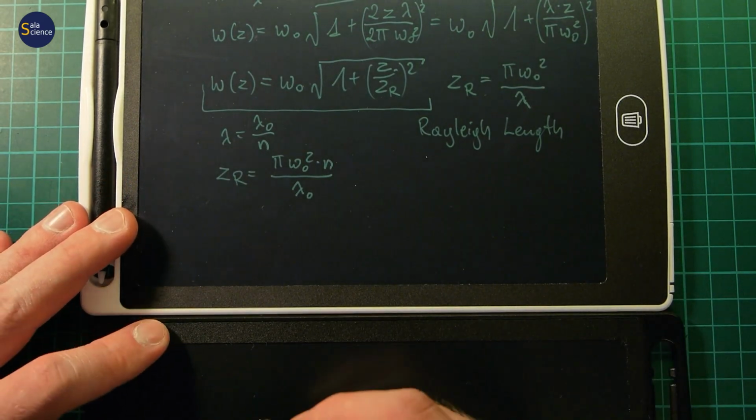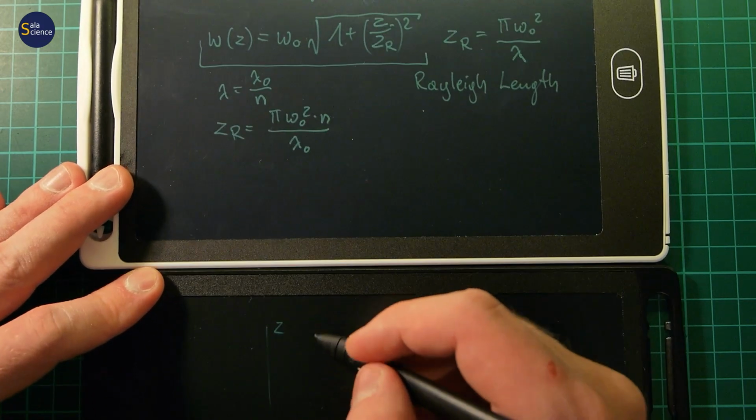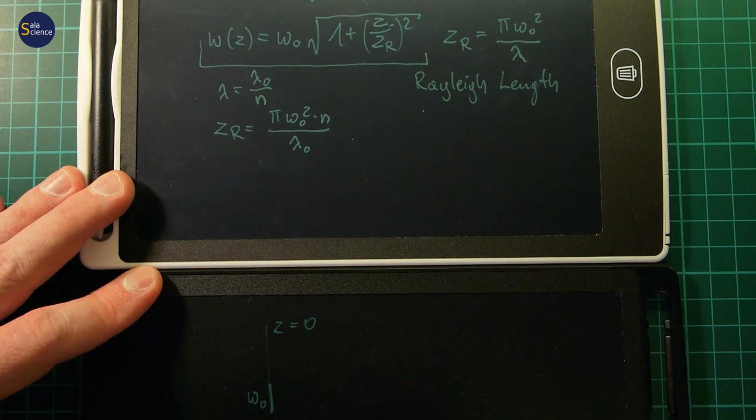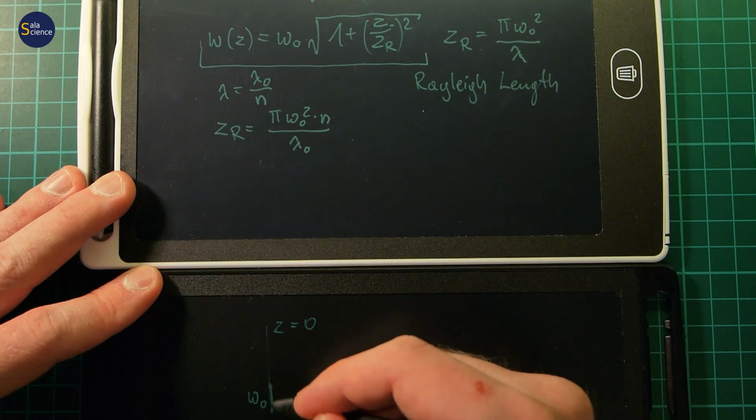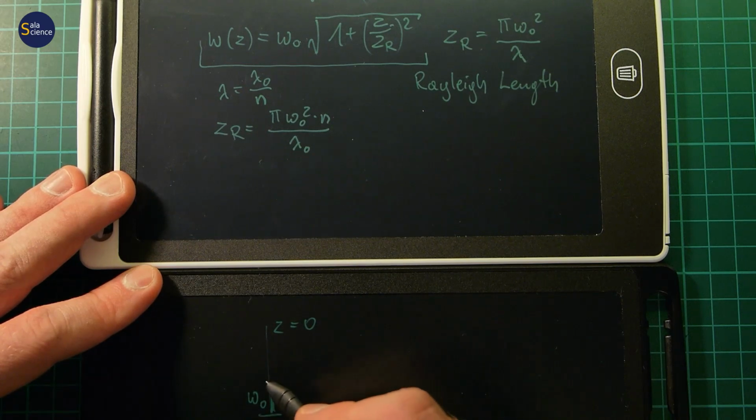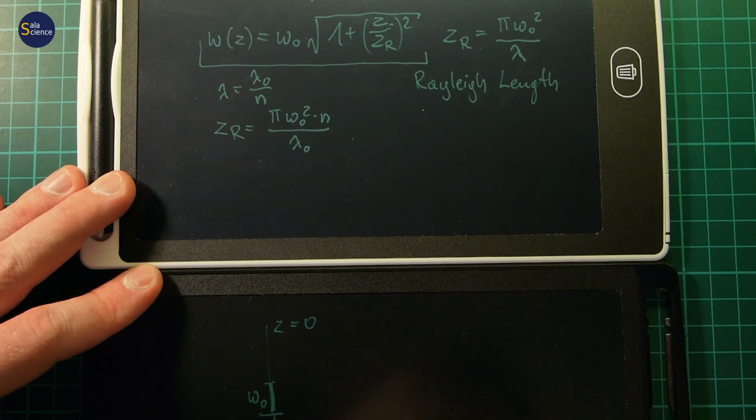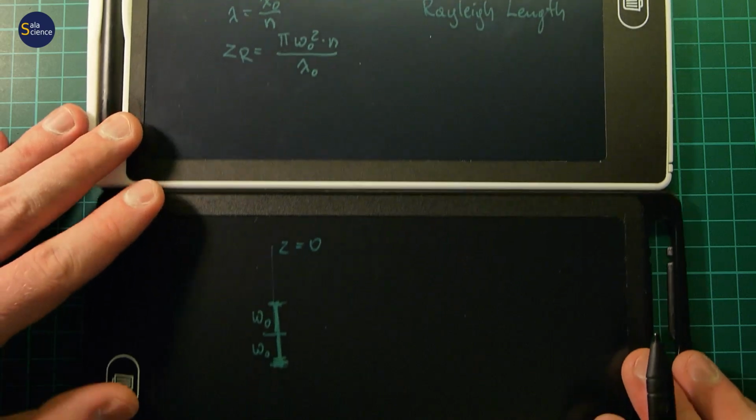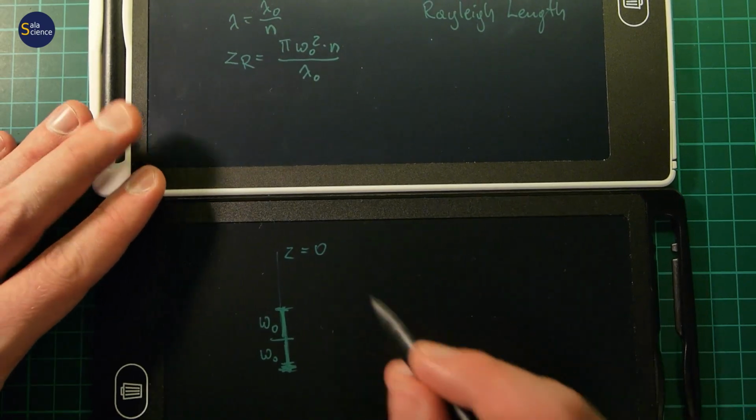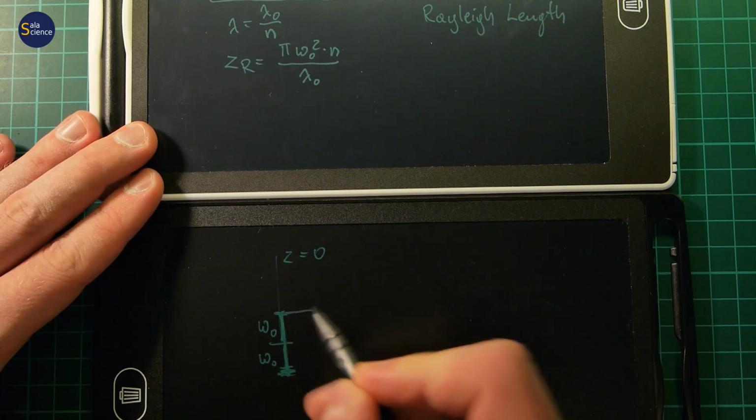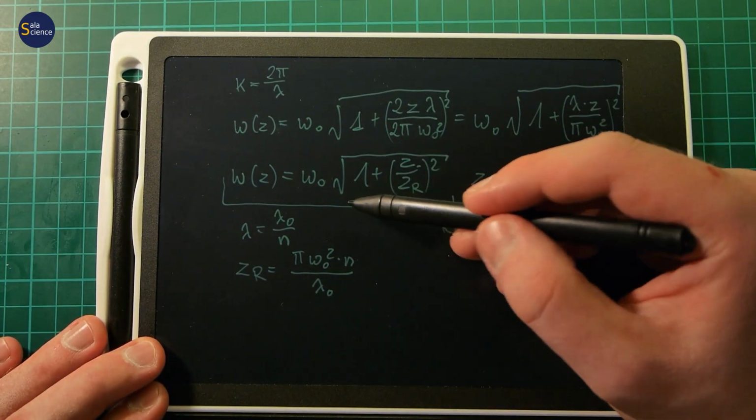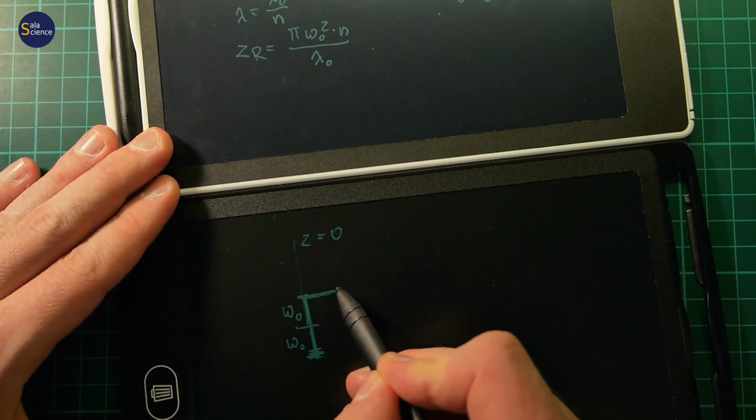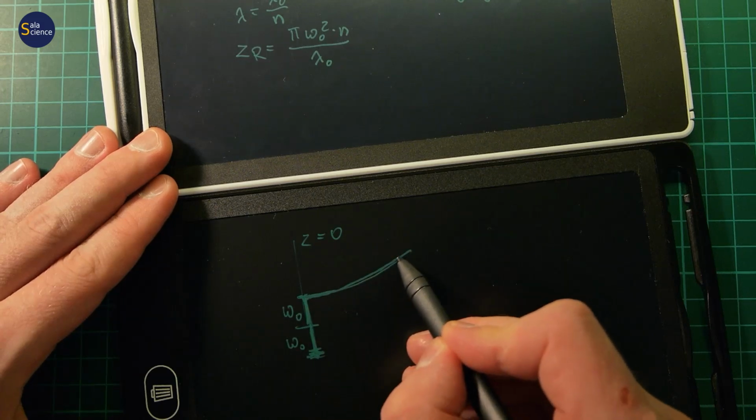So at the beginning, for z equal to 0, we have a width w naught. Okay, so here is w naught, here is w naught. This is our beam cross section. And as it propagates, as z increases, the width also increases, and it rapidly increases its width.